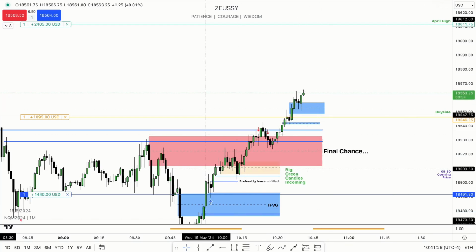Let's see if they will have the speed to deliver towards the April high. So far, it's looking interesting, in my opinion. I do not want to see an SMT be set up here. I do not want to see our time of interest be caused for a reversal to occur.